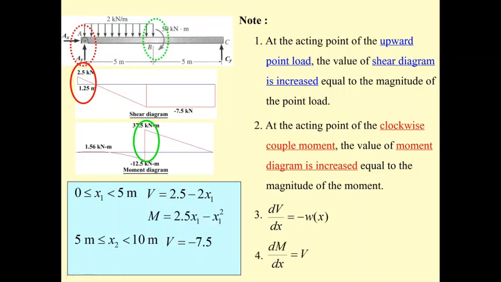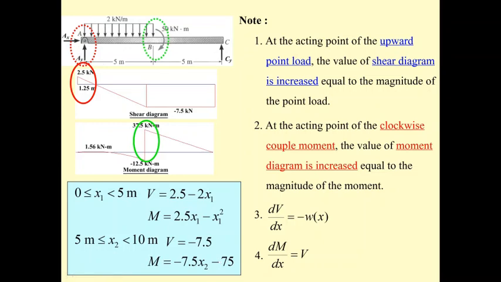And the second one, dM by dx is V. If you differentiate this one, you can get 2.5. If you differentiate this one, you get minus 2x1. See? And also this one, if you differentiate this one, you get minus 7.5. And if the constant is 0, see, dM by dx equals V.